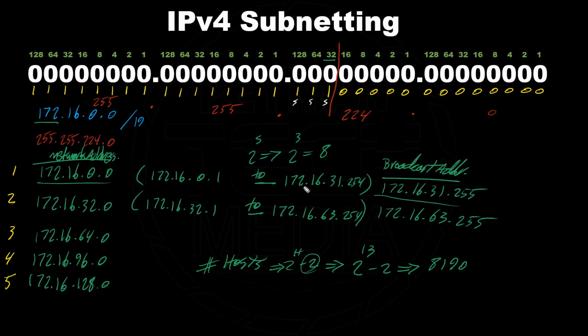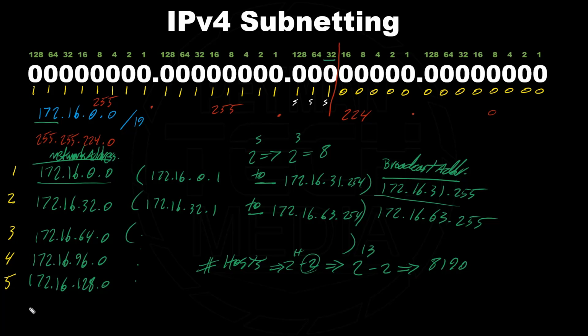So here we will have 8,190 available IP addresses. Here we will have 8,190 available IP addresses. Same thing applies on this subnet. We will have 8,190 available IP addresses, and so on. So remember, this subnet mask 255.255.224.0 will give us 8 subnets, and every subnet we will have 8,190 available IP addresses. I can continue on the next one, next one, next one, and so on. It's exactly the same process.